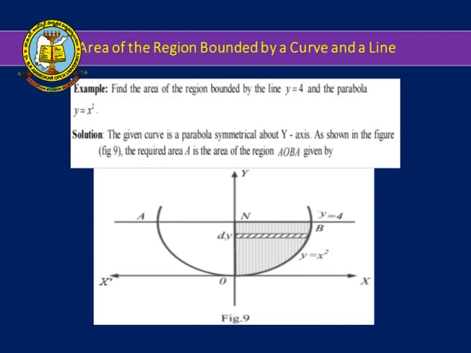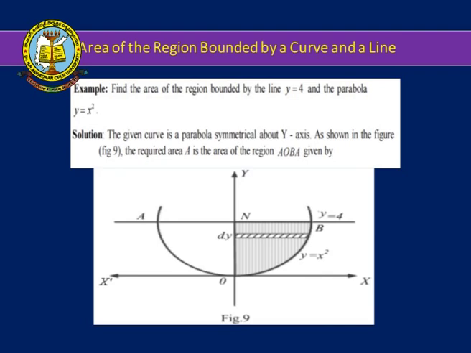What happens? I am taking, for example, the parabola y equal to x square. Now I am taking the line parallel to the x axis, y equal to 4, the equation he has given. Now he is asking to find the area of the region bounded by the line y equal to 4 and the parabola y equal to x square. Y equal to x square is symmetric about the y axis, and the parabola opens in the upward direction.